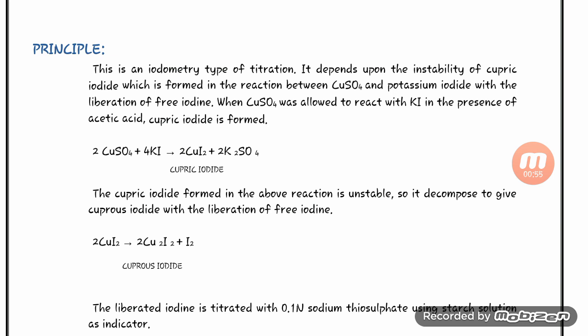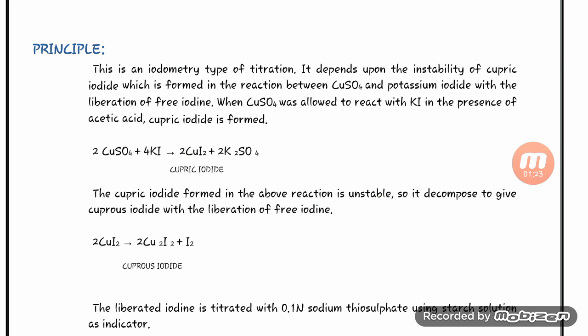So now let's see the principle. This is an iodometry type of titration. It depends upon the unstable cupric iodide, which is formed in the reaction between copper sulfate and potassium iodide with the liberation of free iodine. When copper sulfate is allowed to react with potassium iodide in the presence of acetic acid, cupric iodide is formed.